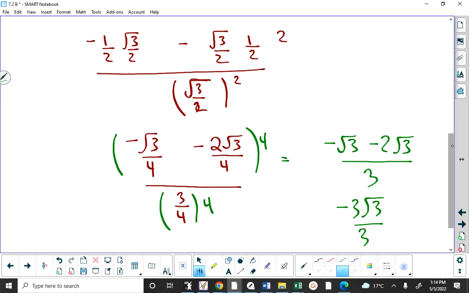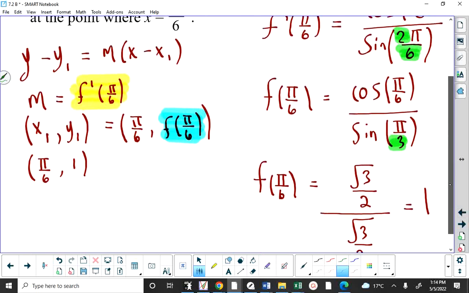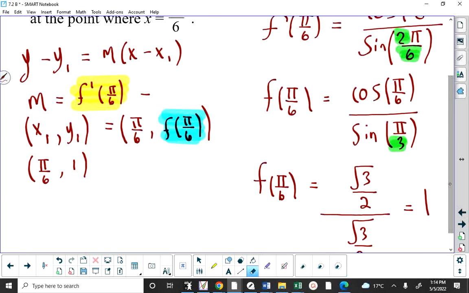I have negative 1 root 3 minus another 2 root 3. That's where I'm getting negative 3 root 3. So the 3's cancel, the slope is negative root 3. I'm going to put that in my list here for the slope. And now I'm going to show you the simpler way we could have done it.